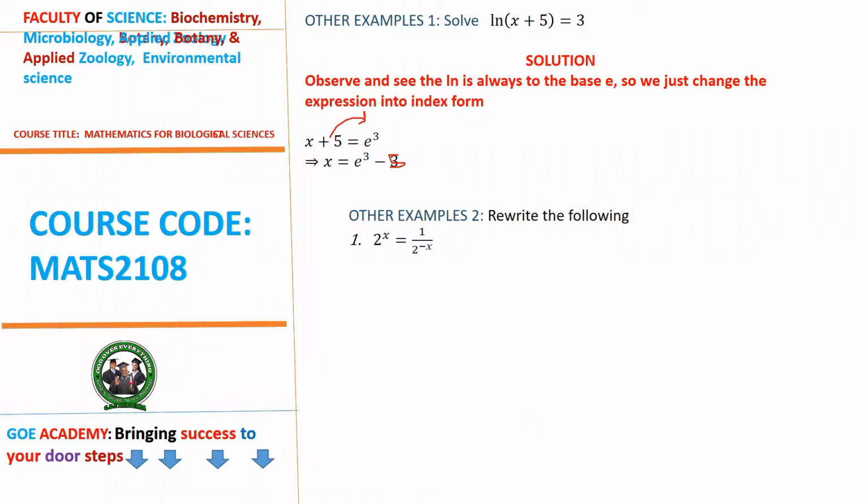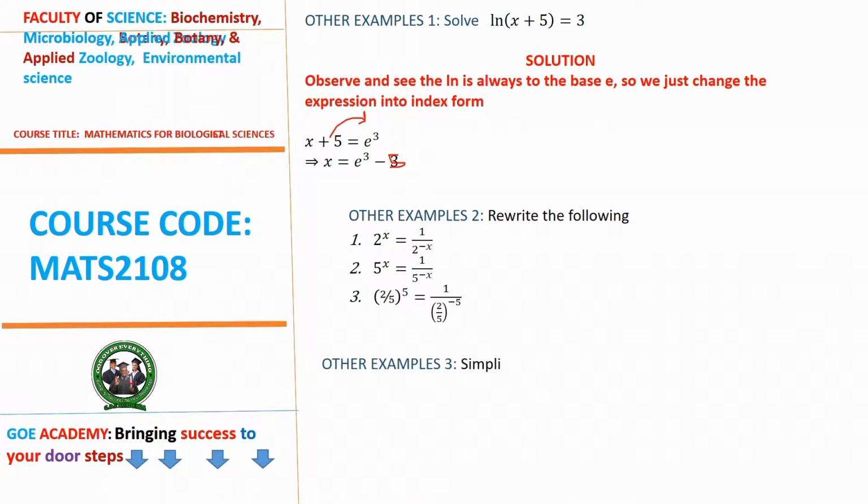If we're asked to rewrite the following, first one, we have 2 raised to the power x. From our law of negative powers, 2 raised to the power x is just the same as 1 divided by 2 raised to the power minus x. It's just another way of writing the function. 5 raised to the power x, still from the law of negative powers, is the same as that. 2 divided by 5 raised to the power x is the same as 1 divided by 2 divided by 5, all of that raised to the power minus x. So it's just another way of writing the function.